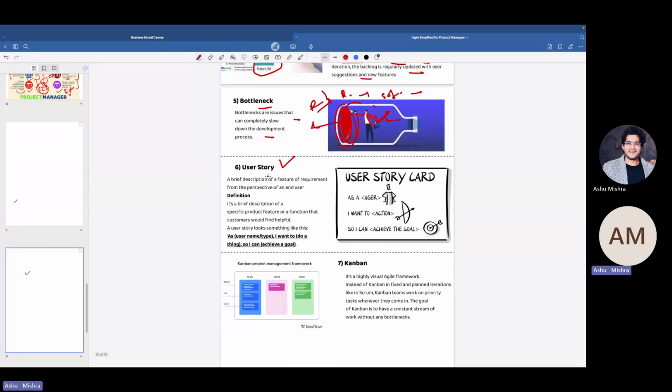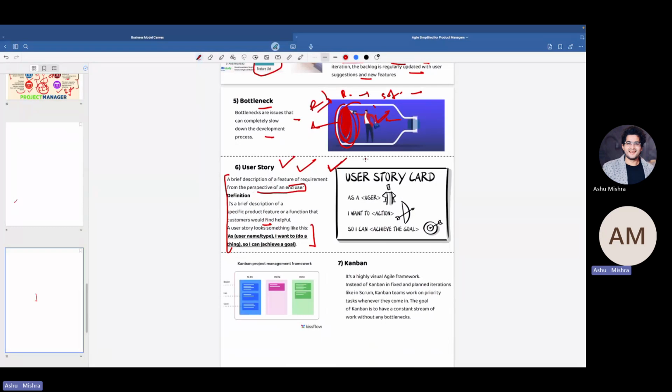Now coming to the sixth one, guys. What is a user story? User story is a very famous concept, used in all the PRDs and in product management, and especially asked in interviews as well, right? So guys, let's go and read what a user story is. A user story is a brief description of a feature or requirement from the perspective of an end user. It is a brief description of a specific product feature or function that a customer would find helpful. A user story looks something like this: as a user, I want to do a thing so that I can achieve a goal. So let's take an example, guys.